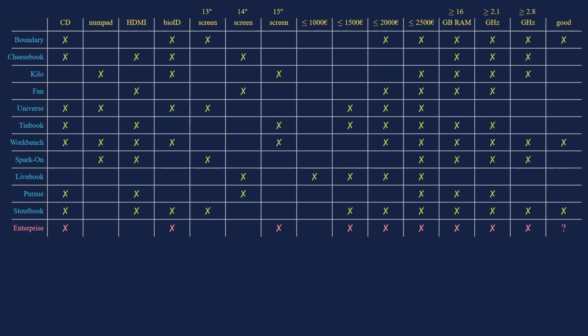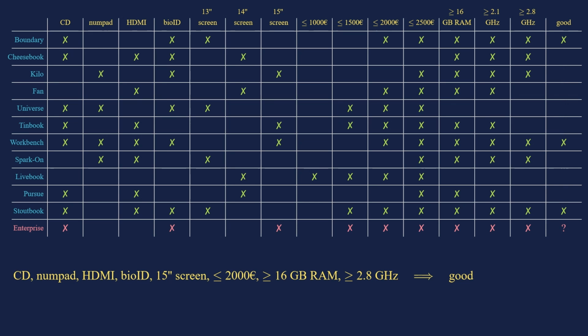One such implication looks like this. Any laptop with a CD drive, number pad, HDMI port, biometric ID, a 15-inch screen, less than 2,000 euros, more than 16 GB of RAM, and more than 2.8 GHz is good. But this combination of attributes characterizes exactly one of the objects in our context, the workbench. It is very unlikely that any additional object we want to classify fits these criteria.